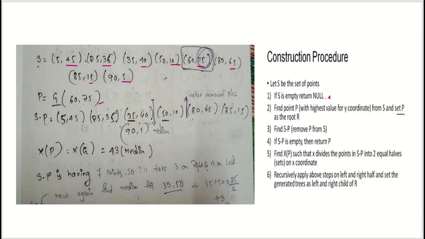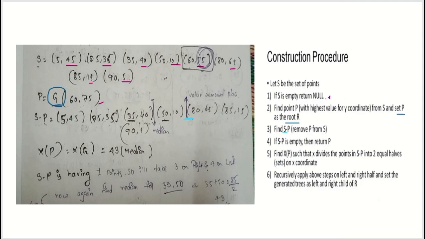Now set P as a root. That means our G is a root here. Our G is root for us. So the next thing, that is the third step, is to find S minus P. Remove P from S. P means 60, 75 is the value. So we need to remove this value from S. See here, for easy representation I have mentioned here. From this place I have removed the 60, 75. So just check, I have written all the remaining values.